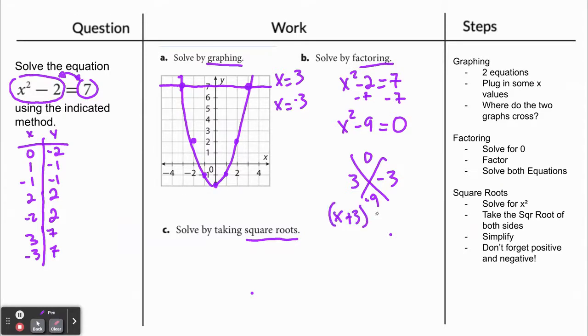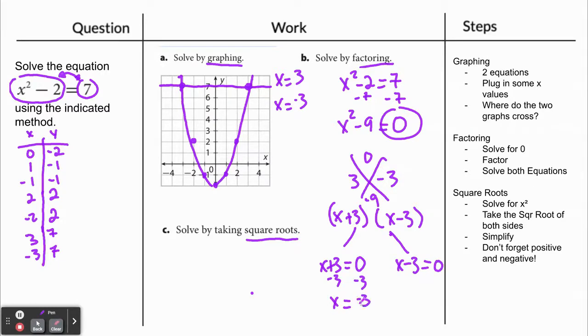So if we're factoring, x plus 3, x minus 3, and we can split that into two equations, right? Because we're solving for when it's equal to 0 up here. So when x plus 3 is equal to 0, when x minus 3 is equal to 0. And then just solving for that, we get x is negative 3 and x is equal to positive 3. So same answer as when we graphed it.